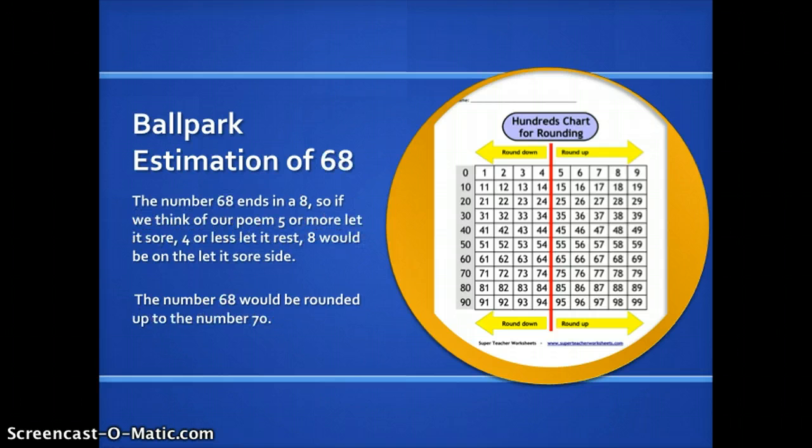Finding the ballpark of the number 68. The number 68 ends in an 8. So if we think back to our poem, 5 or more, let it soar. 4 or less, let it rest. 8 would be on the let it soar side. The number 68 would be rounded up to the number 70.